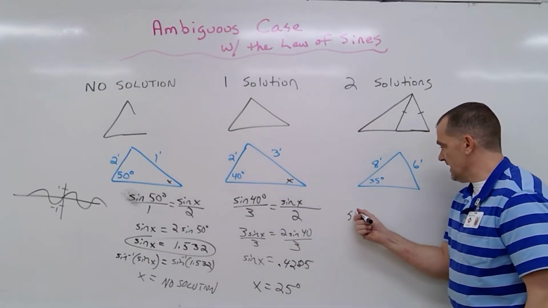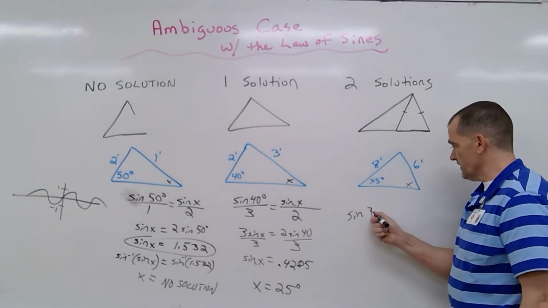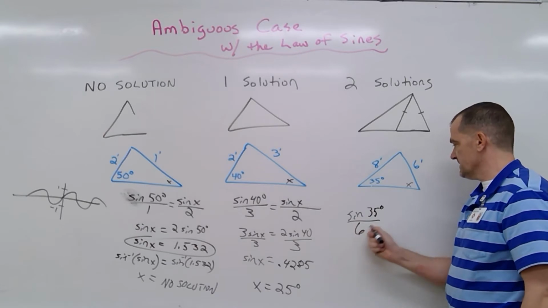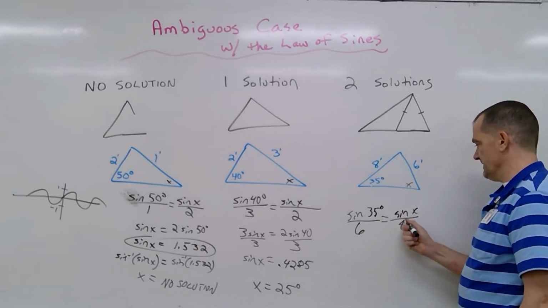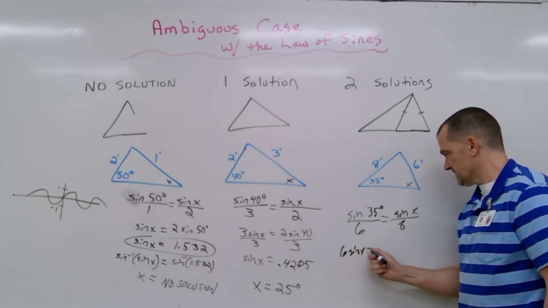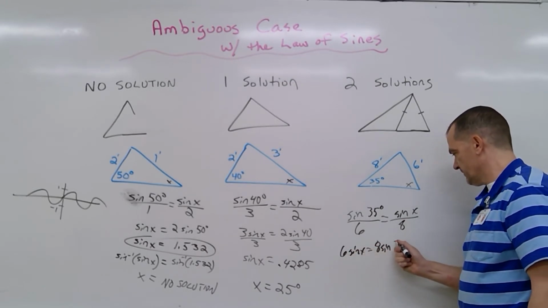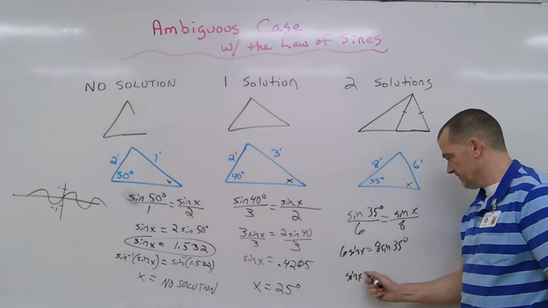Now let me jump to this one. If I do the sine, and I'm going to find this angle, once again being consistent, sine of 35 degrees is to 6 as the sine of x is to 8. I'm going to cross multiply. This is 6 times the sine of x equals 8 times the sine of 35 degrees. I'm going to divide both sides by 6.